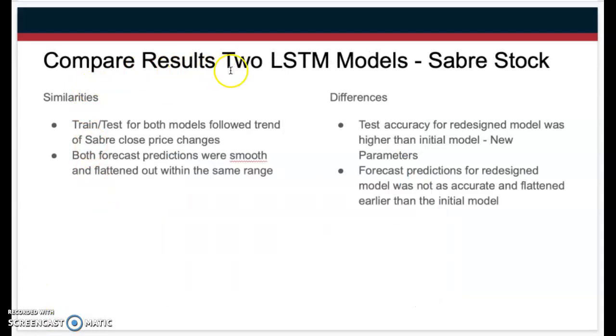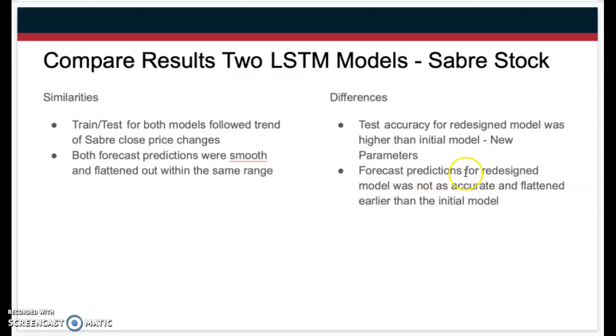So in comparing the results for the two LSTM models for Sabre stock, the similarities: in the train test, both models followed the trend very closely, so the trend predictions were the same, and both forecast predictions were smooth, although the redesigned model flattened out a lot quicker than the initial model. The difference is the test accuracy for the redesigned model was much higher than the initial model. That's because the input length was shorter, and so that sort of resolved that volatility problem.